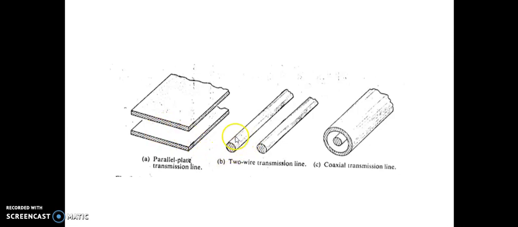Now the two-wire transmission line consists of a pair of parallel conducting wires separated by a uniform distance.